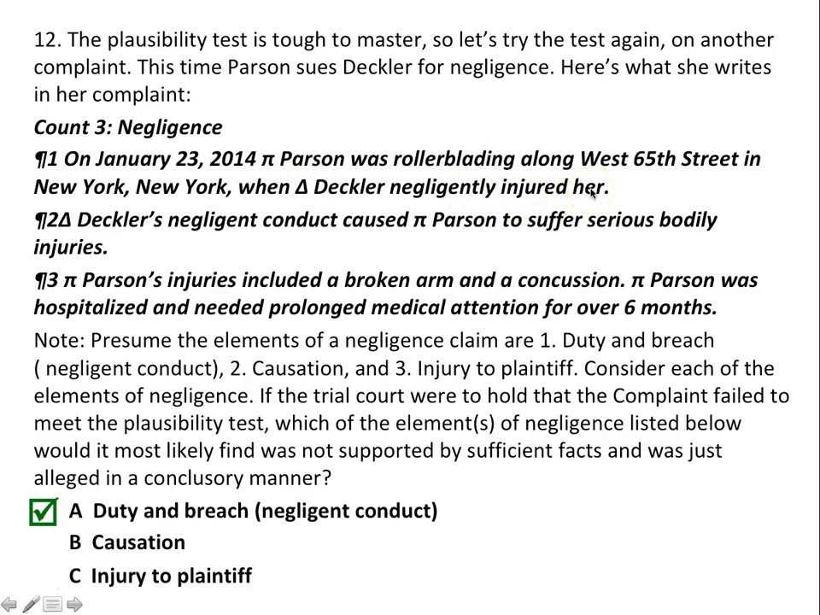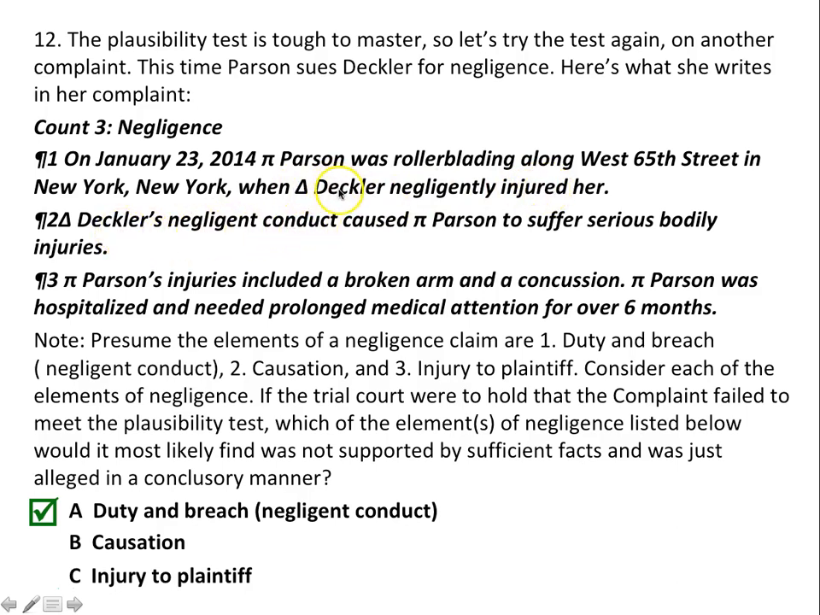Were you driving a car? Were you flying a plane and crashed into her? Did you open the door, hitting her? Did you throw a spear across the road? There's absolutely nothing here to tell you what conduct by you was allegedly negligent. Therefore, negligence is just a conclusory assertion.